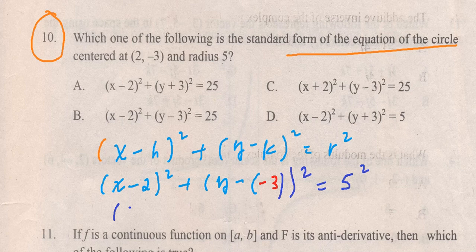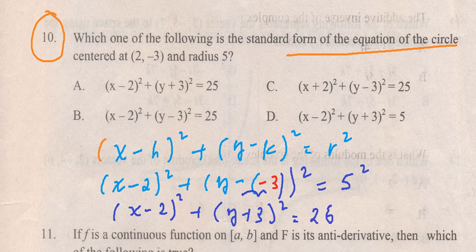So finally we will get (x minus 2) the whole squared plus (y minus minus 3), which is y plus 3, the whole squared, equal to 5 squared, which is 25. So we look for this in our choices: (x minus 2) squared plus (y plus 3) squared equal to 25. So our answer is choice A.